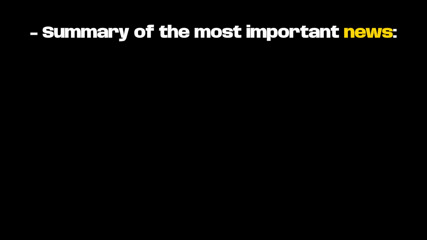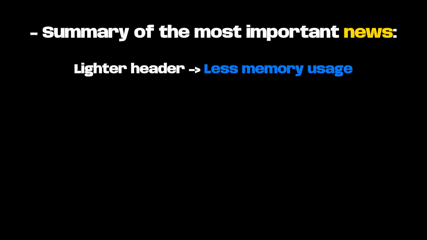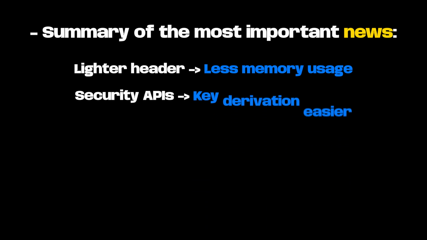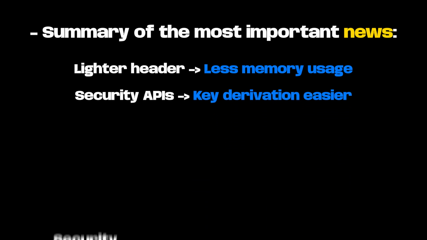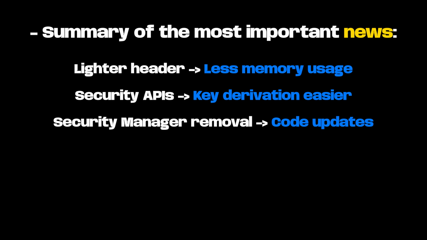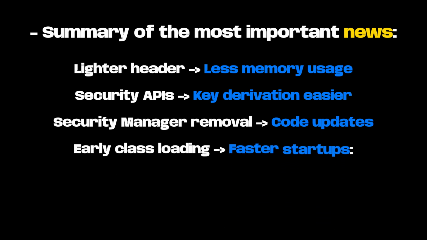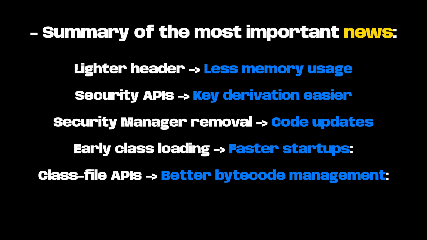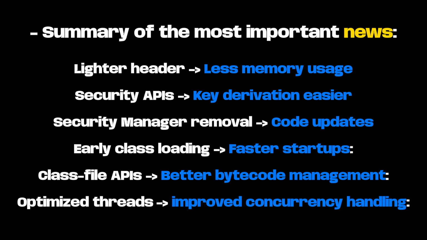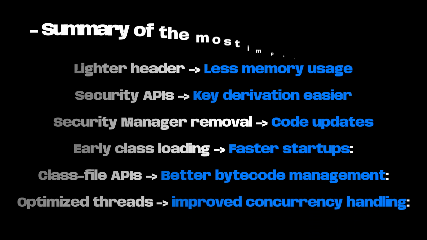All right, these were all the updates in Java 24. Now let's recap. Lighter headers, meaning less memory usage. Security APIs, making key derivation easier. Security manager removal, requiring code updates. Early class loading, resulting in faster startups. Class file API, better bytecode management. Optimized threads, improving concurrency handling.